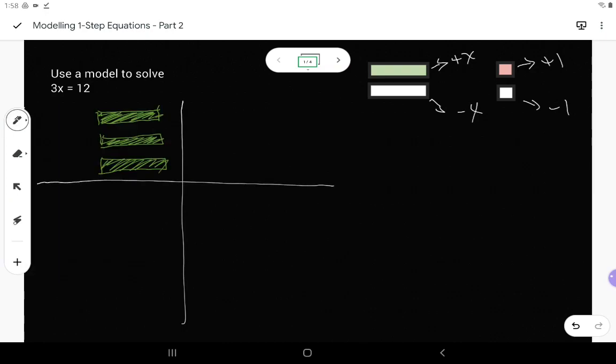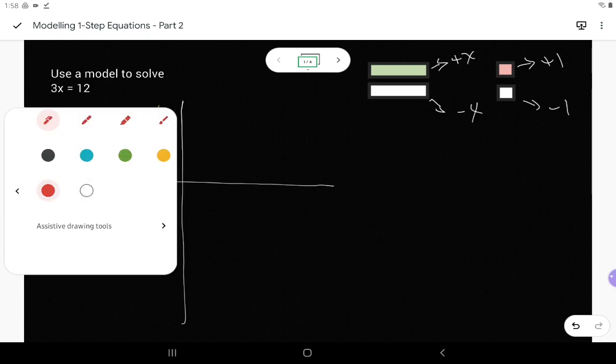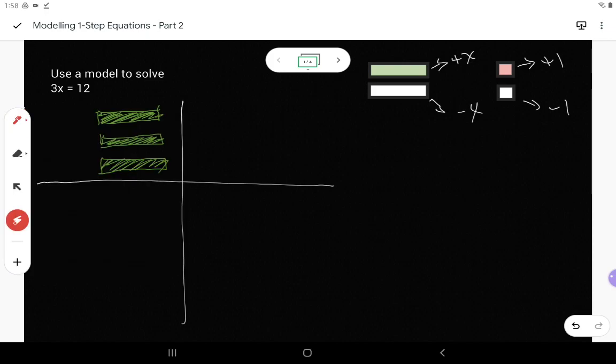and on the right-hand side, all I'm going to do is take my 12 ones and organize them into 3 equal rows, right? Because I've got 3 x's. So I've got 1, 2, 3, and then 4, 5, 6, and 7, 8, 9, and 10, 11, and 12. So I just drew out my 12 ones to represent positive 12.